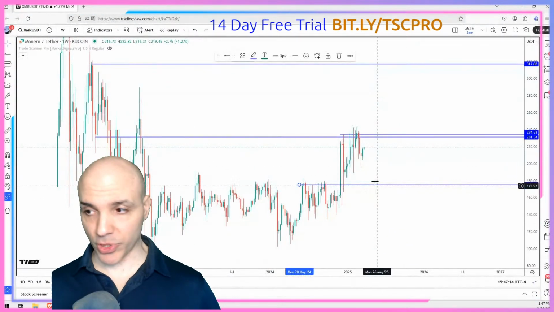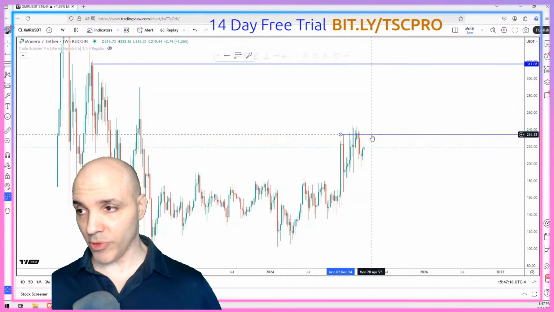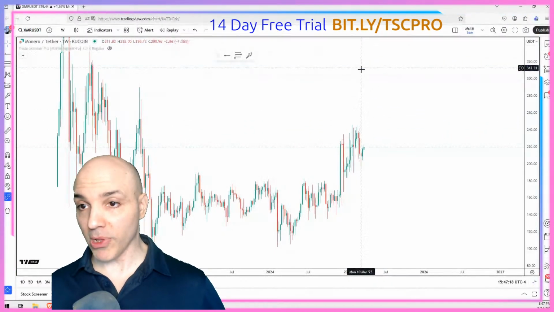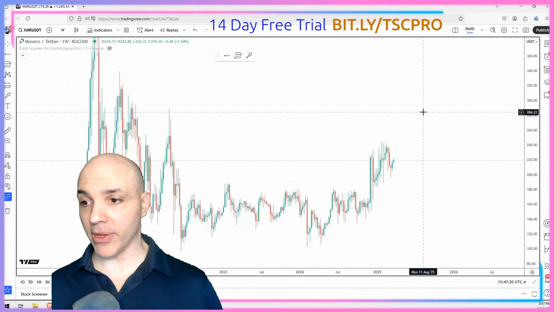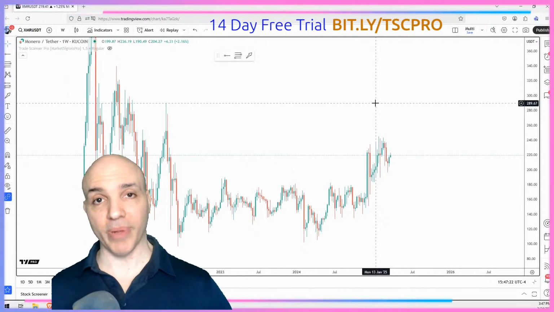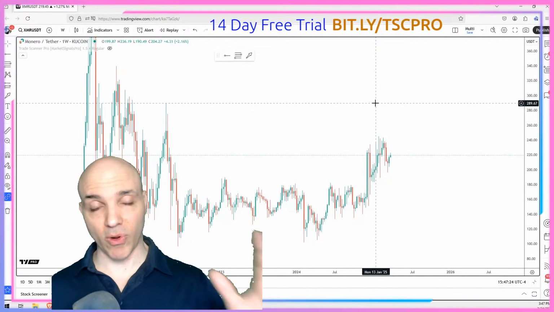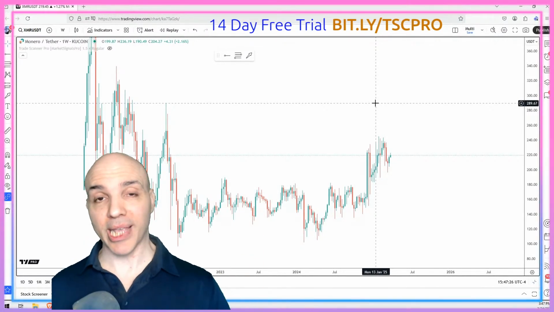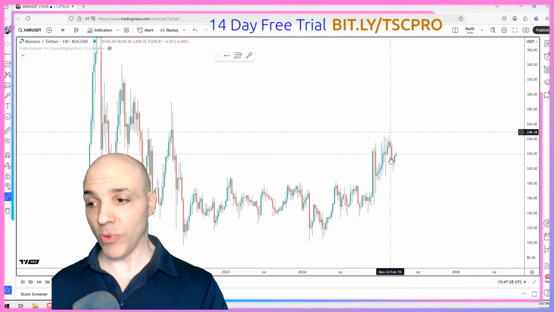You're basically averaging in and you're averaging out. And you can do that with anything that you believe in. If you believe in XMR, you believe this thing is not going to go to zero because they provide real value and all that kind of stuff. Okay. I hesitate to dollar cost average with instruments like this.